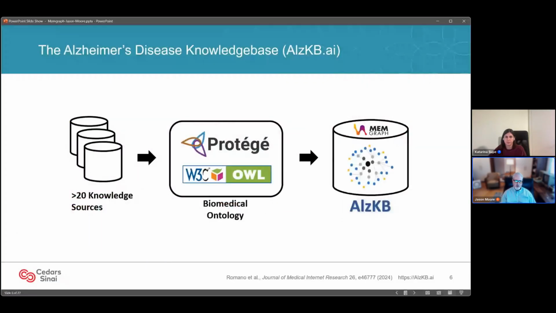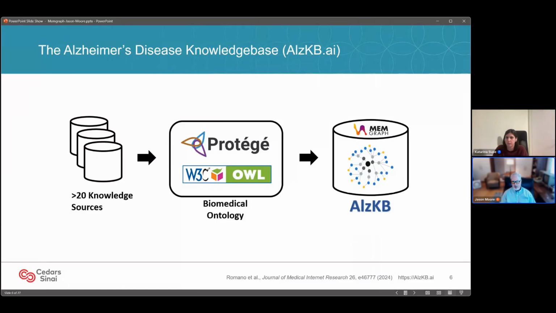So about 2 years ago, we developed what we call the Alzheimer's disease knowledge base, or AlzKB. This is publicly available at AlzKB.ai, and we just published a paper a few months ago in the Journal of Medical Internet Research. The citation is there at the bottom of the slide. And I'll show you at the end, AlzKB is open source, and it's on our GitHub page as well.